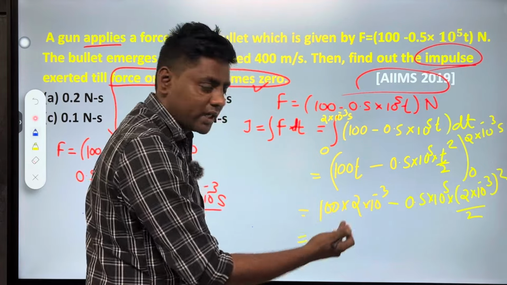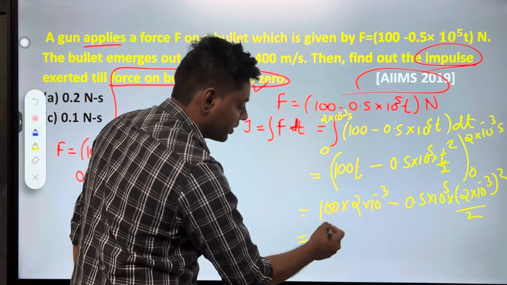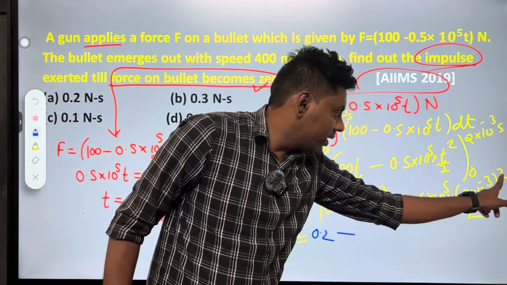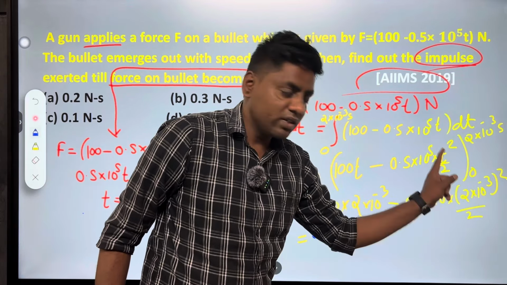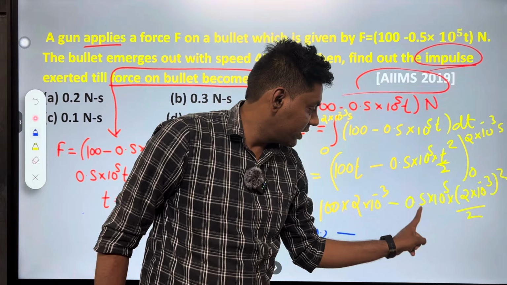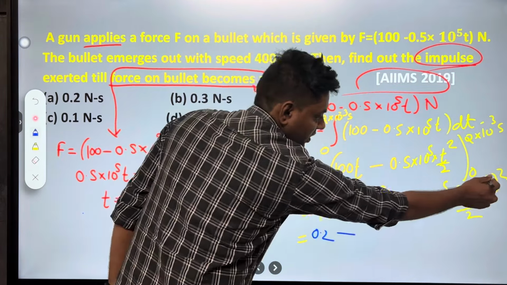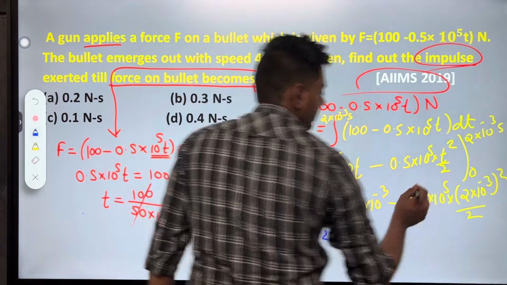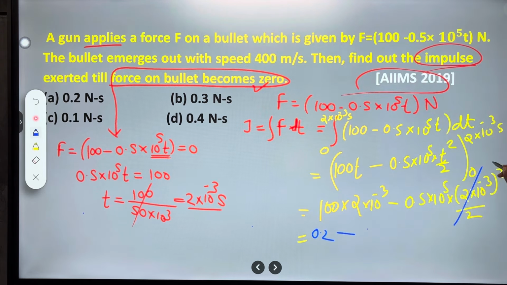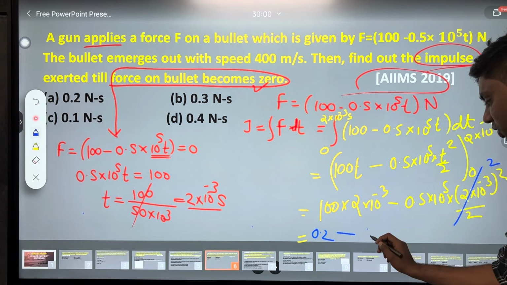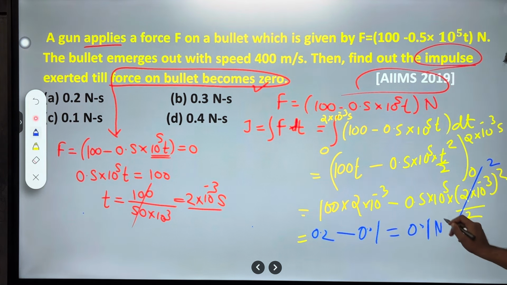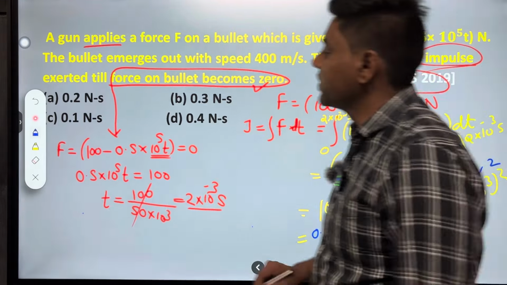So 2 into 100, that is 200 multiplied by 10 raised to minus 3. The 2 0s get cancelled, 1 0 remaining, that is 0.2, answer. Minus, next 2 square, that is 4, 4 divided by 2, that is 2, 2 5s are 10, and then 6. After cancelling, it becomes only 2, 5 2s are 10, means 1 into 5 minus 6, that is 0.1. So we get 0.1 Newton second. So the option given is C.